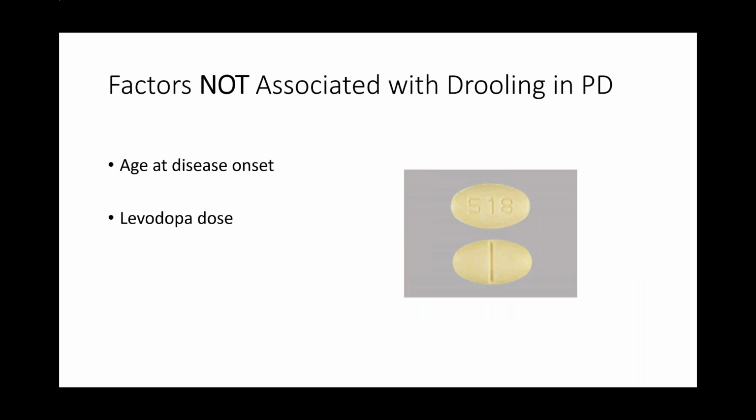There are a couple of factors that researchers looked into, but they did not find an association. One is the age of onset of Parkinson's disease. So whether you develop Parkinson's in your 30s or in your 70s, there's no difference in the likelihood you'll get any drooling. And then your levodopa dose.